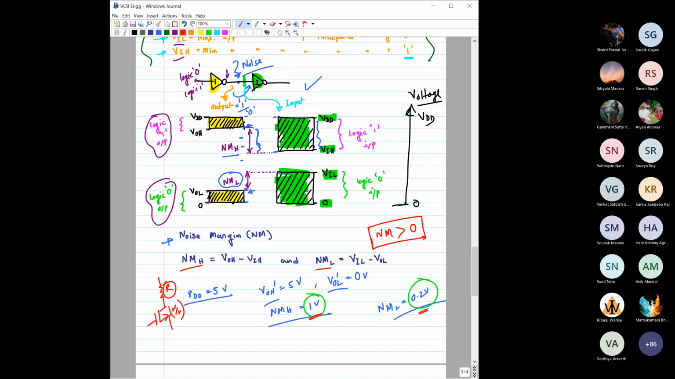Is noise margin high positive or negative? Noise margin high, as we have defined from here, is the VOH value which is higher than VIL, so obviously it will be positive.